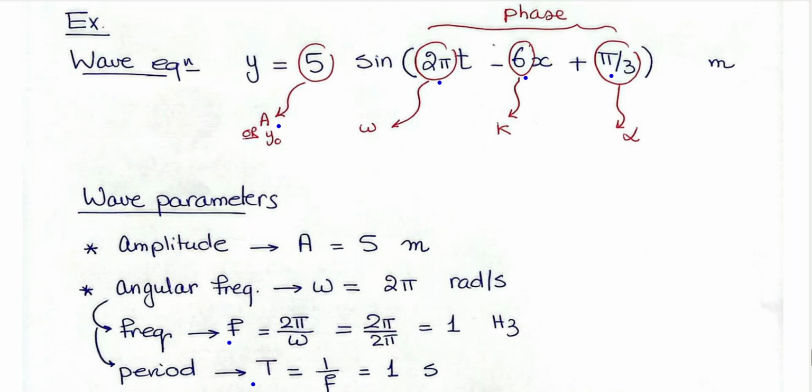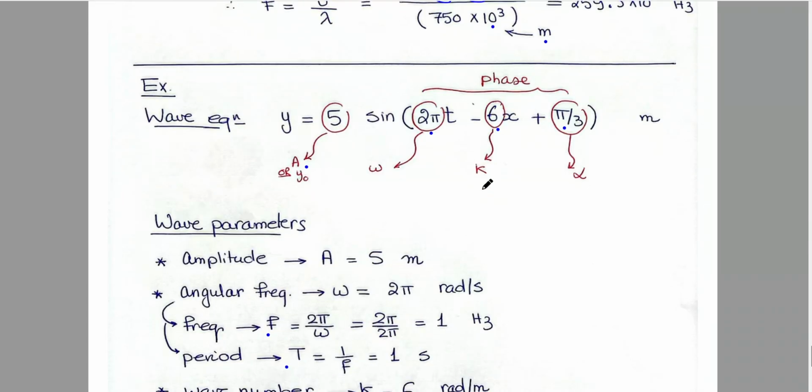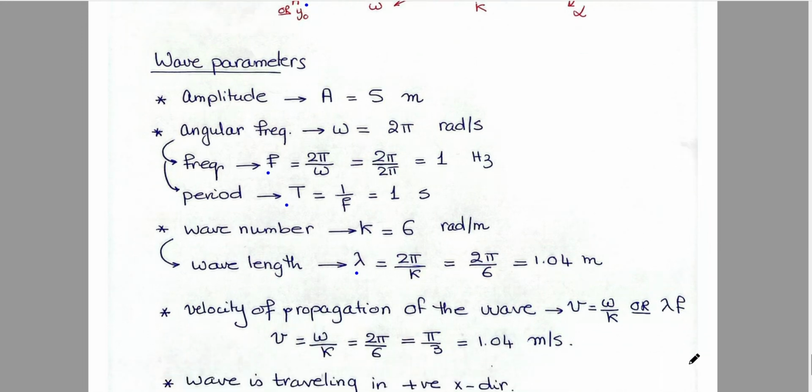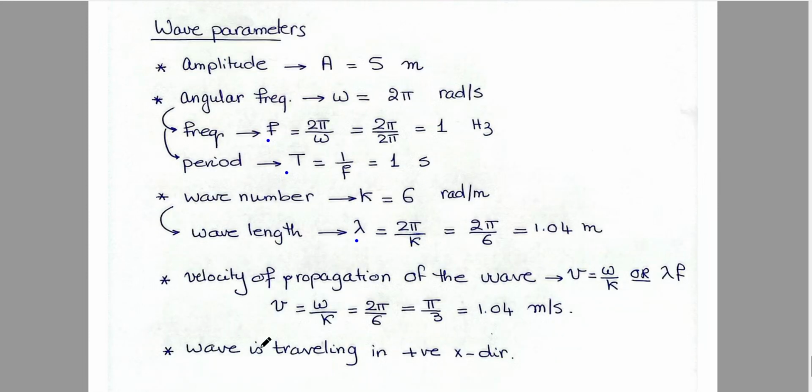After discussing all this, what else can we get? We can get the velocity, because the velocity is omega over k or lambda f. And we know that the wave is traveling in the positive x direction.